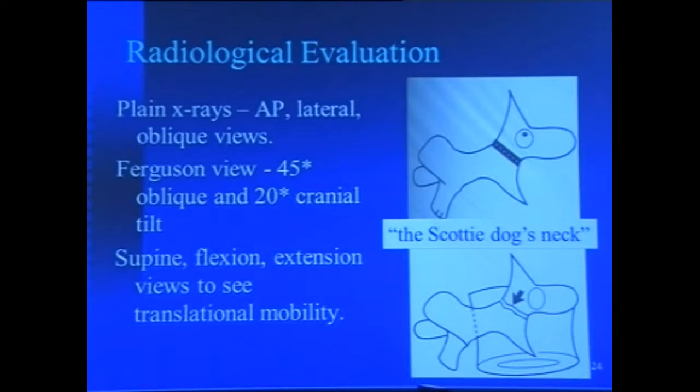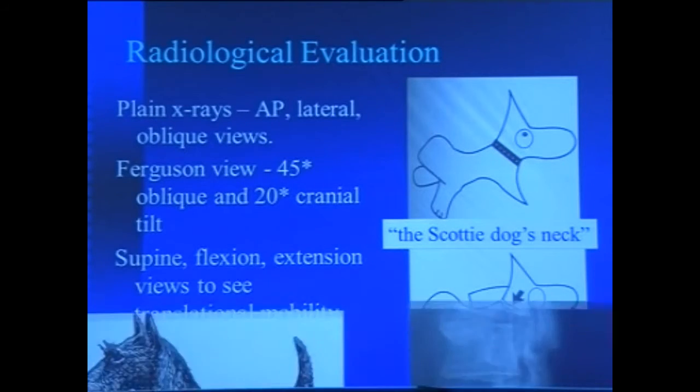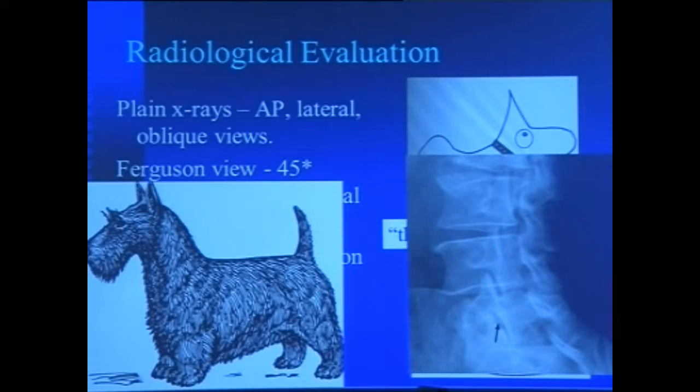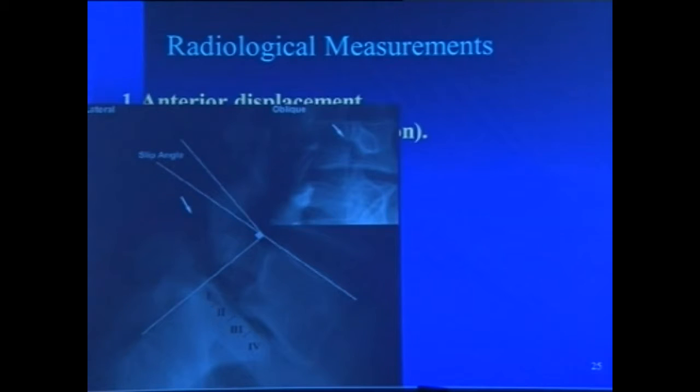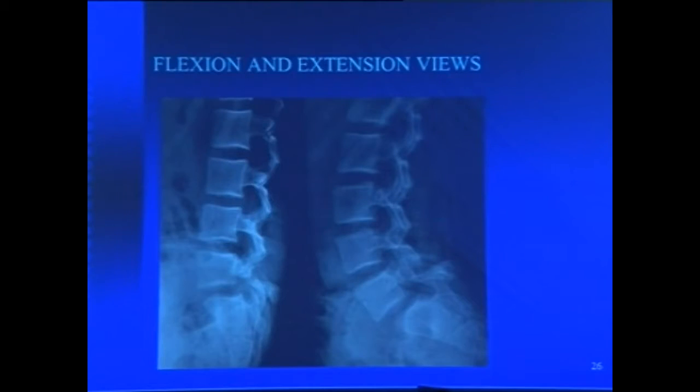One needs X-rays: AP view, lateral view, and oblique views are very important, and one also needs flexion-extension views of the spine in a standing position with a loading situation. This is what we commonly see as the Scotty dog neck in the oblique view. In addition, if we wish to compare our studies, we need to know the anterior displacement, the slip angle, sacral inclination, and the sacral index. This is the slip angle, and these are the flexion-extension views.